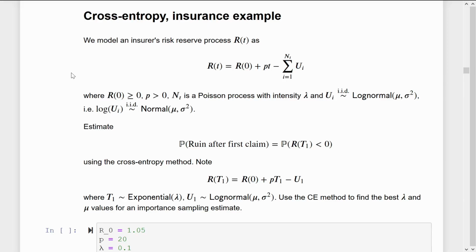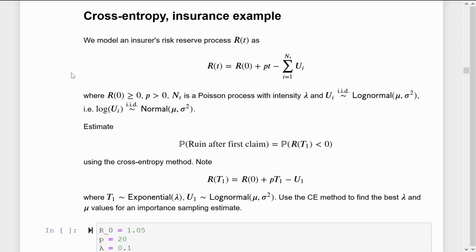Let's run the cross-entropy method on a less contrived example. Just as in last week's assignment, we consider an insurer's risk reserve process R(t). The insurer starts with some amount of capital reserves, R0, collects premiums at a constant rate P over time, and pays out claims which arrive according to a Poisson process and have log-normal claim sizes.